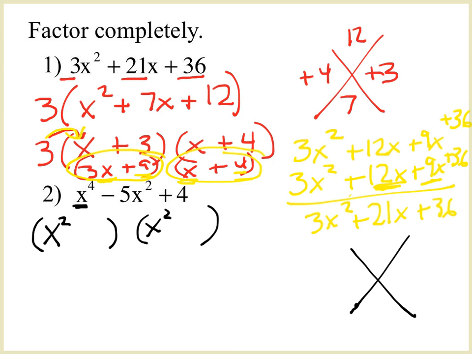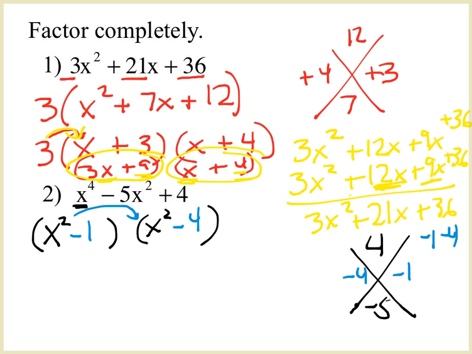Okay? Now I'm looking for a number that multiplies to 4 and adds to negative 5. I can do 1 and 4. Positive 1 times positive 4 does not. But if I have a negative 1 and a negative 4, let's try it. Negative 1, negative 4. That multiplies to positive 4. It adds to negative 5. So now let me do my double check.